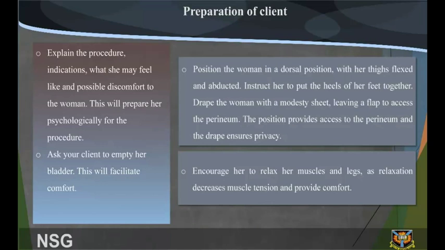This will prepare her psychologically for the procedure. Ask your client to empty her bladder. This will facilitate comfort. Position the woman in a dorsal position with her thighs flexed and abducted. Instruct her to put the heels of her feet together. Drape the woman with a modesty sheet, leaving a flap to access the perineum. The position provides access to the perineum and the drape ensures privacy. Encourage her to relax her muscles and legs, as relaxation decreases muscle tension and provides comfort.